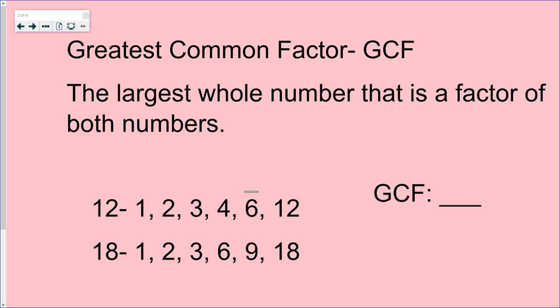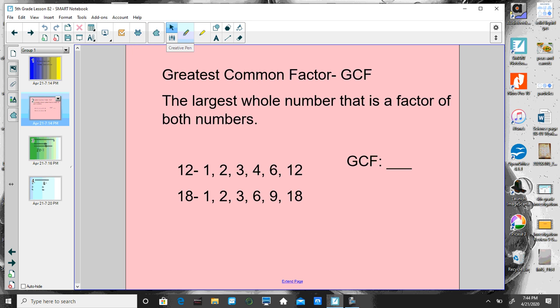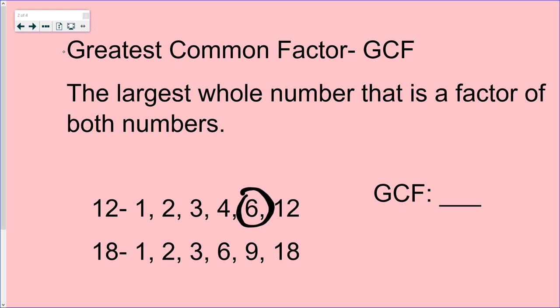So let's go ahead and let me get that circled here. Hold on, we'll go and get our pen out. Okay, so we have 6 and we have the other 6. Okay, so 6 is their greatest common factor. They have these other common factors, but 6 is their greatest. So we would consider it 6 is the greatest common factor.